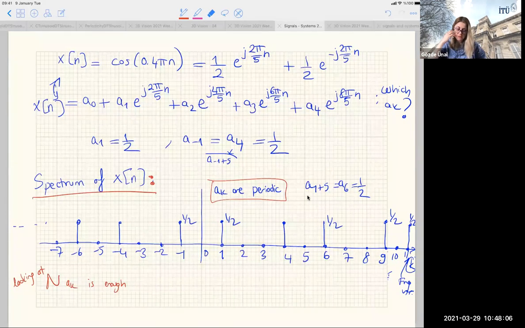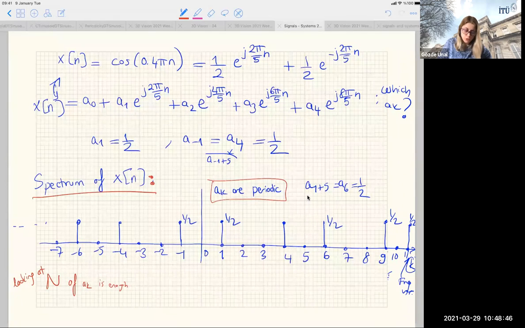The same thing holds, this symmetric view, the two-sided spectrum, for a real signal, but there will be conjugate symmetry. These are cosines, so the ak were real. I'm going to give a sine example, so we also see conjugate symmetry in the coefficients.